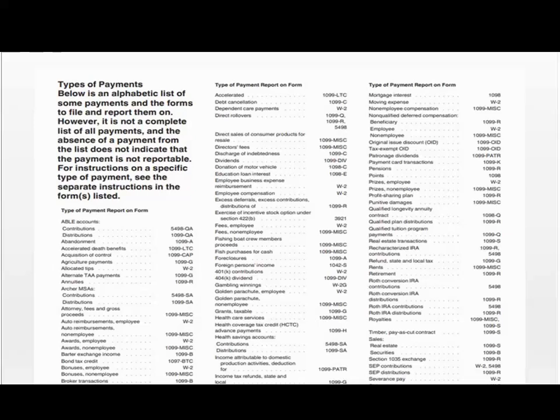Moving expense reported on Form W-2. This would be moving expenses that are not excluded from employee income. This would be moving expenses that are reportable as wages, moving expense reimbursement, or expenses paid directly by the employer. Now, the exclusion has been suspended starting in 2018, so there won't be any qualified moving expenses that will be excluded from wages.